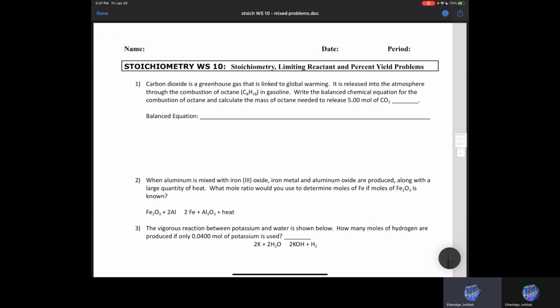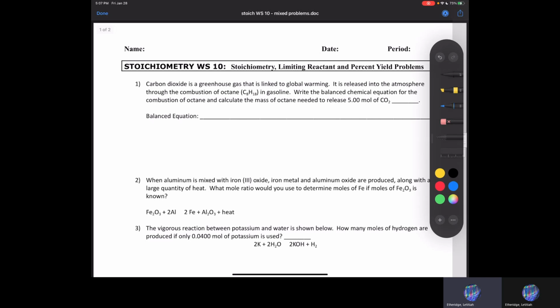All right, so it says we have octane that is going through combustion. So if you remember, combustion is going to be a hydrocarbon in the presence of oxygen that yields carbon dioxide and water, okay? So that's going to be C8H18, and that's in the presence of oxygen.